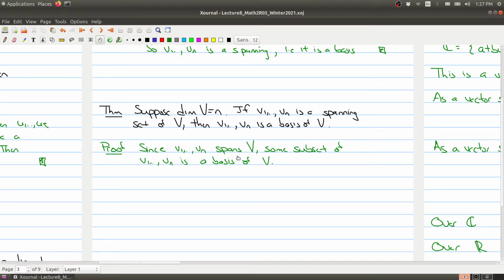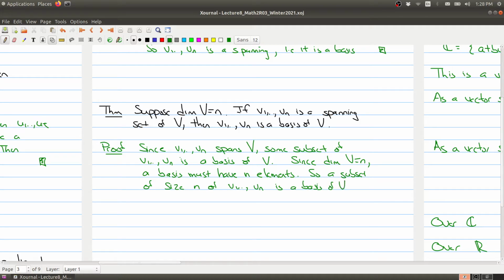Well, since V1 through Vn spans our vector space, some subset of V1 through Vn is a basis of V. This is what we proved in last lecture. You can always take any spanning set and reduce it to a basis. Okay, what we know is since the dimension of V is n, a basis must have n elements. Okay, so let's put these two ideas together. And so what we have is a subset of size n of V1 through Vn is a basis of V.